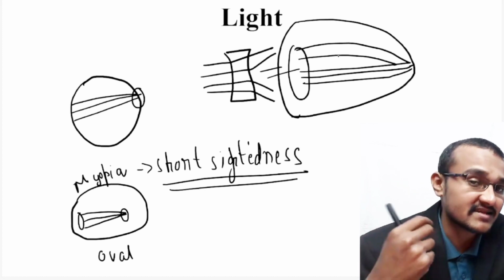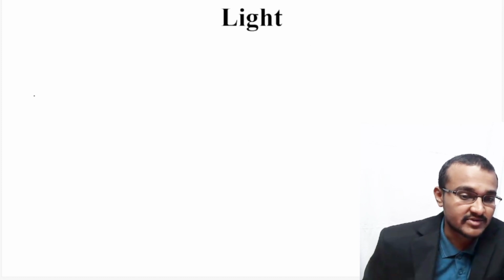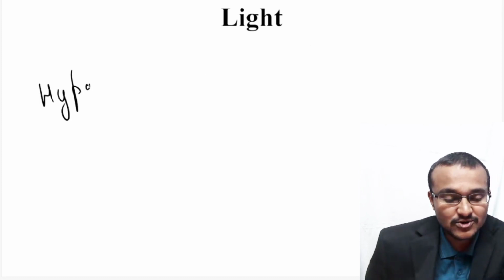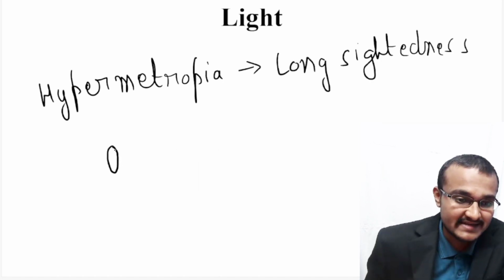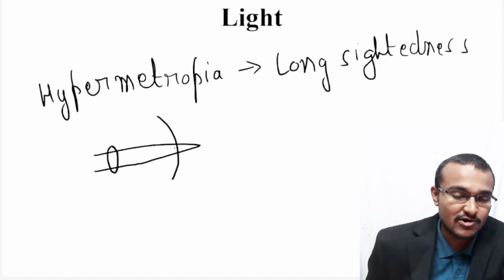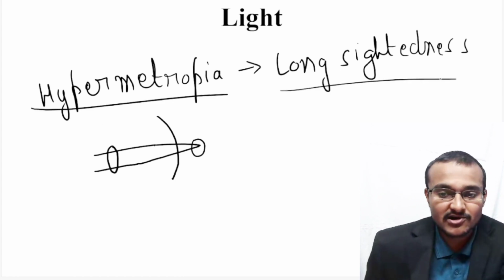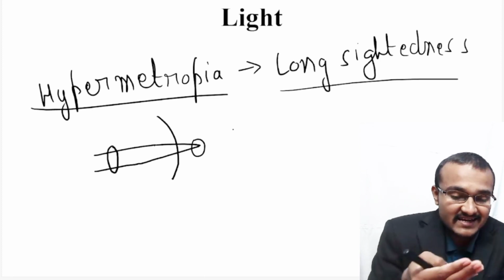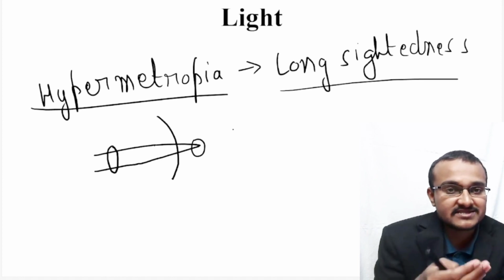Similarly, there is another kind of refractive error in the human eye, known as hypermetropia, also known as long-sightedness. At this point, the human eye's lens will be unable to converge light rays properly on the retina. It will converge like this, so the converging point will be beyond the retina. Hence, people with hypermetropia or long-sightedness cannot see near objects properly.